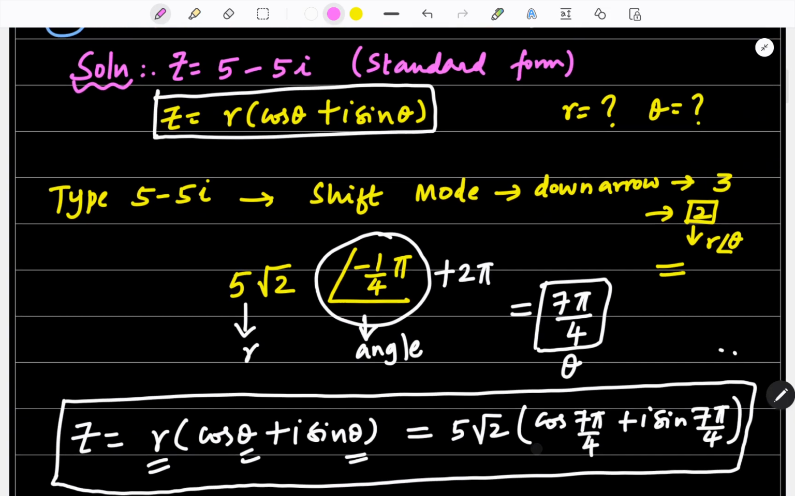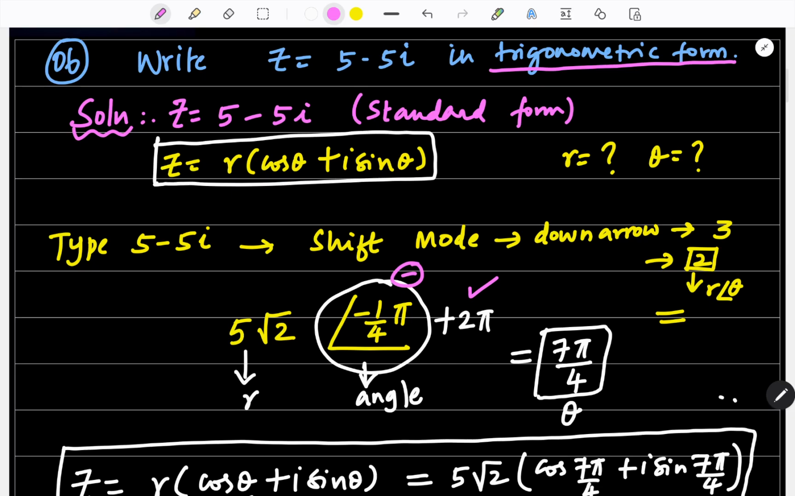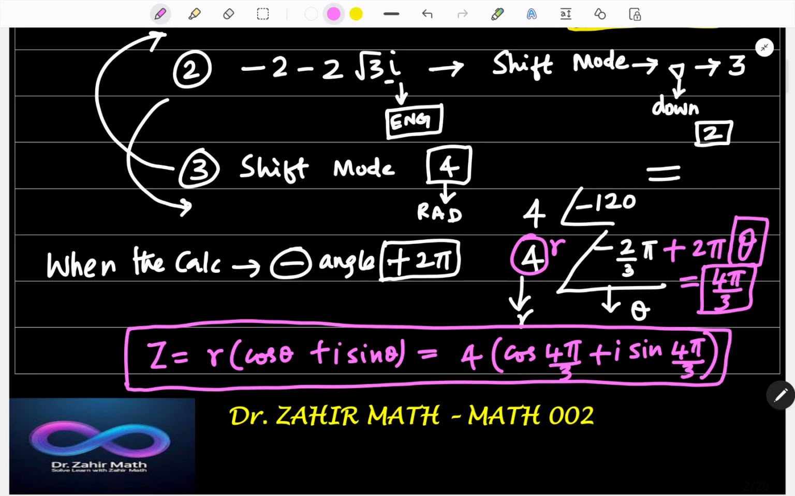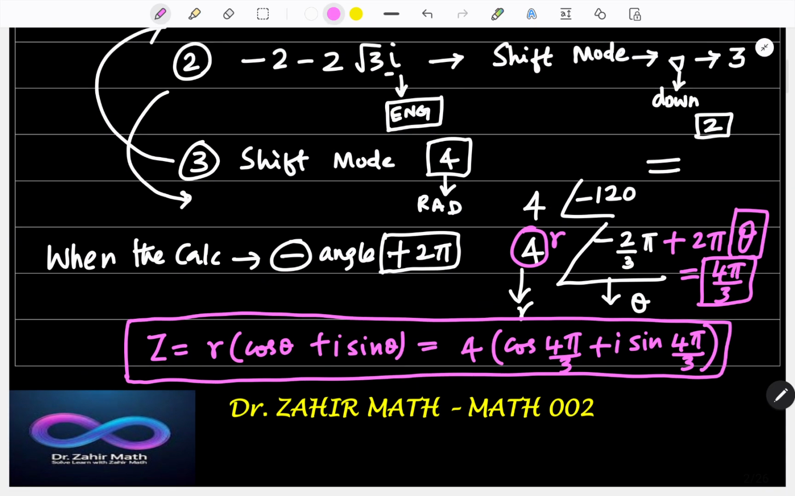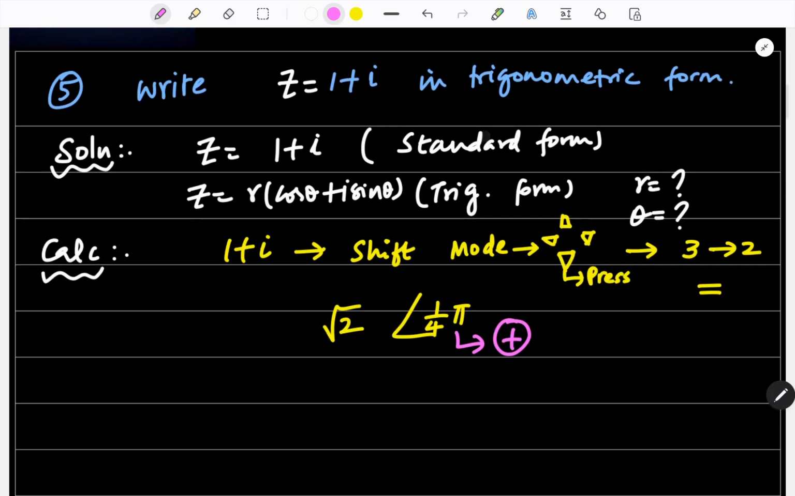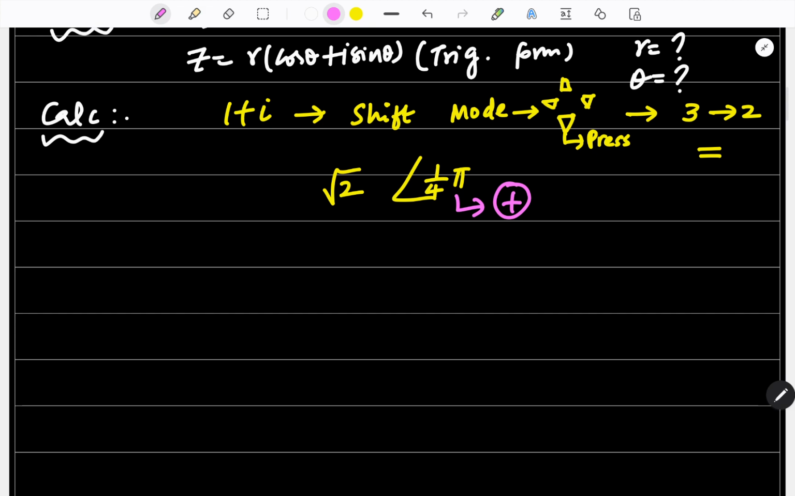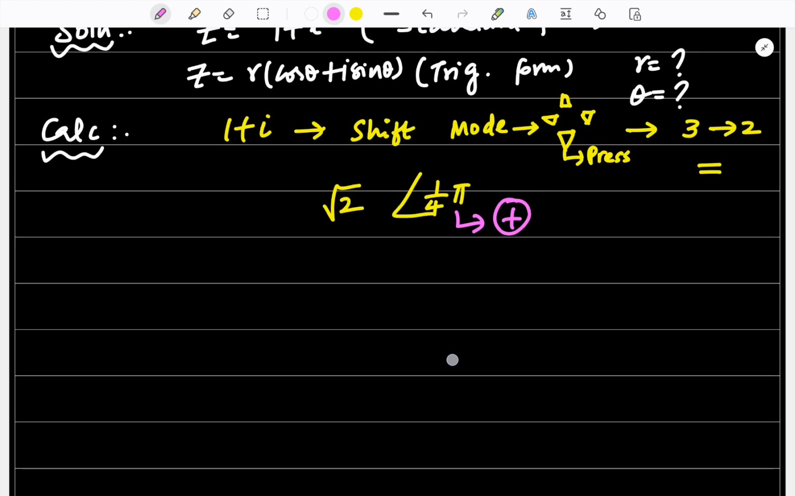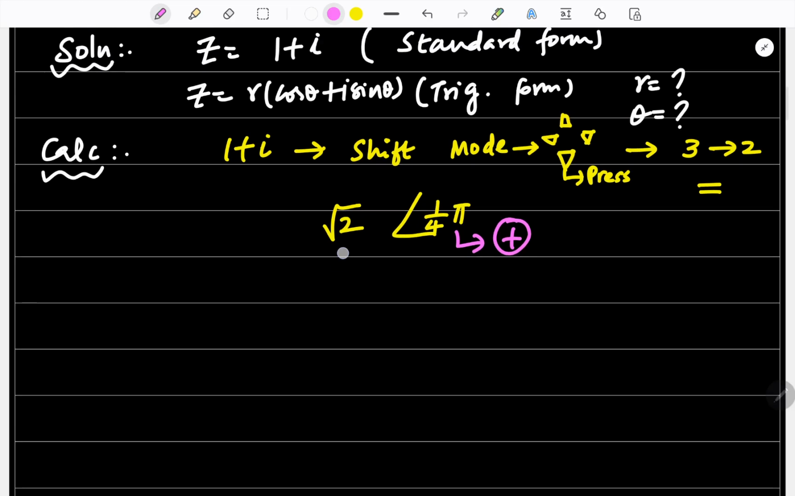Whereas in the previous question, this was a negative angle, so we added 2 pi. Keep in your mind, this is positive, so there is nothing to do. If the calculator gives a positive angle, it means it is correct. So this is your r and this is your theta.